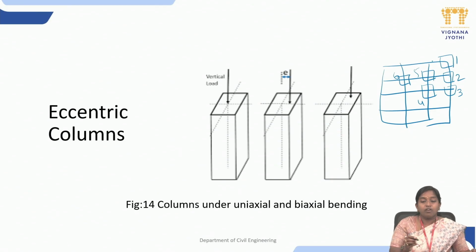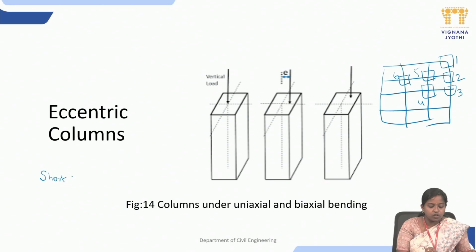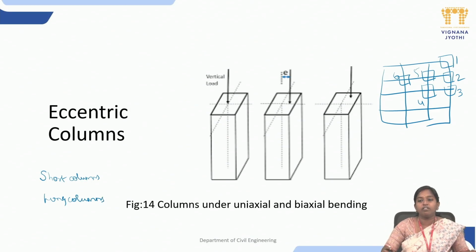In columns, we also have to know one more important topic, which is short columns and long columns, which are divided based on their slenderness ratios. Slenderness ratio, as we all are aware, is the effective length to least radius of gyration. If this value is less than 12, the column would be designated as a short column. If it is greater than 12, the column will be a long column or slender column. Short columns usually fail by crushing and long columns usually fail by buckling.